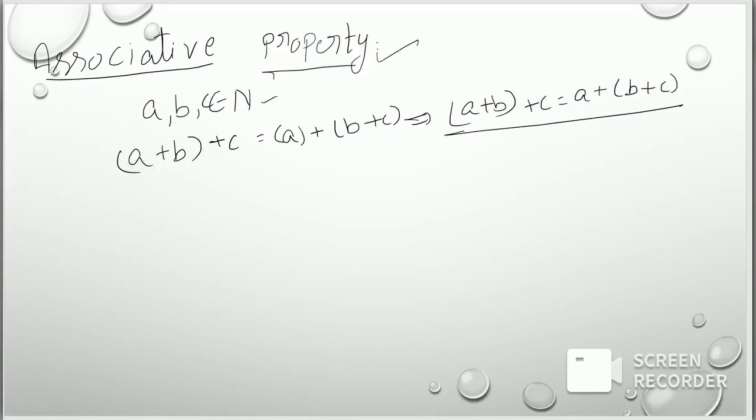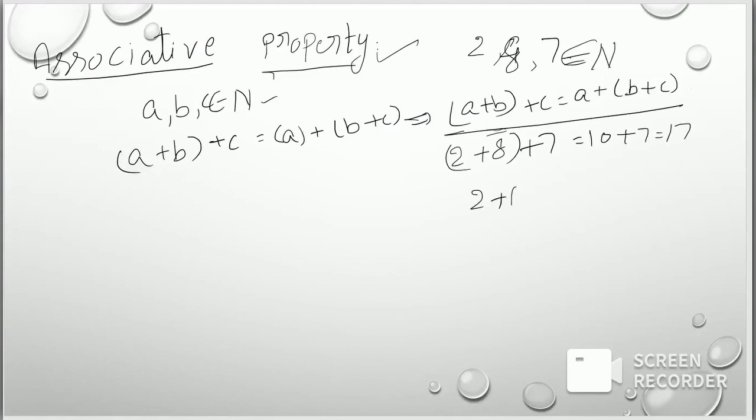The associative property is satisfied under addition. For example, take any three numbers, 2, 8, 7, all belonging to the natural numbers. Here, (2 + 8) + 7 is equal to how much? 2 plus 8 is 10, and 10 plus 7 is 17. Also take 2 + (8 + 7). That means 8 plus 7 is 15, and 2 plus 15 is 17.